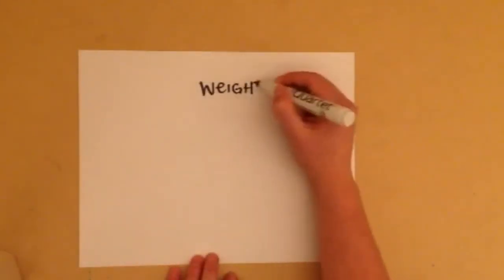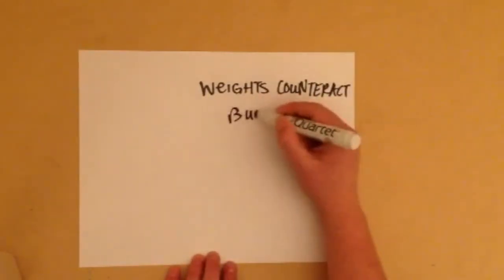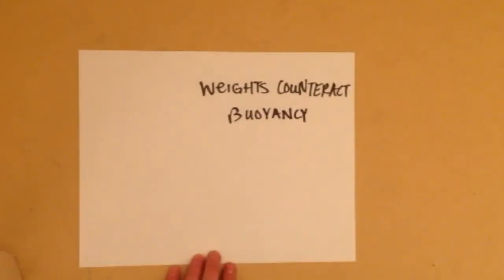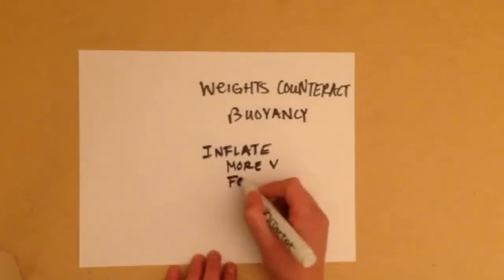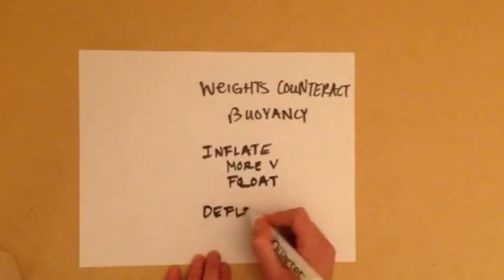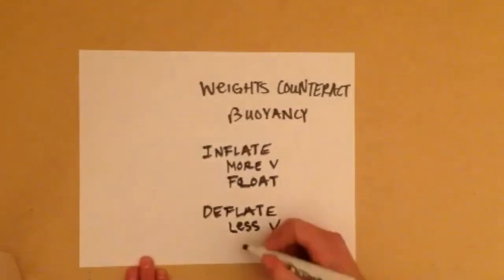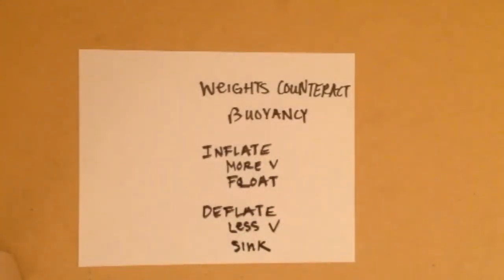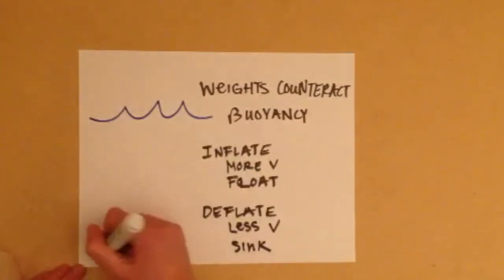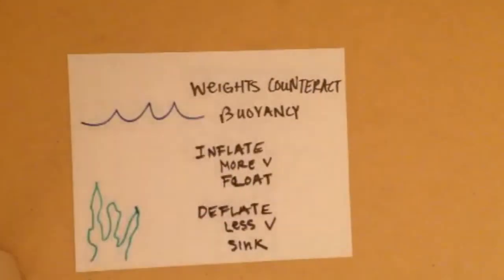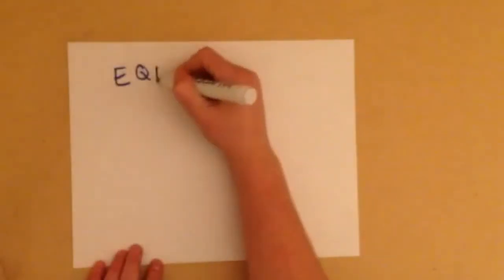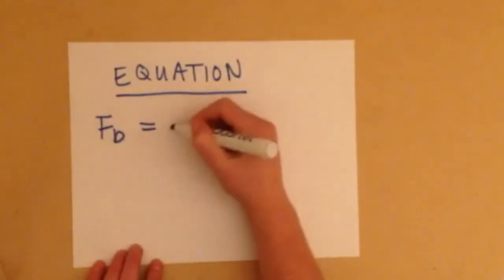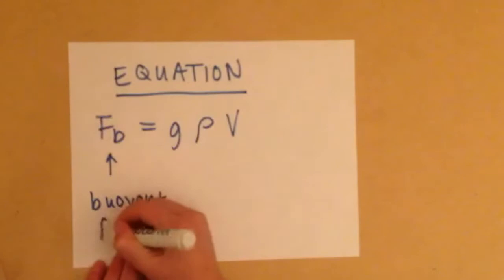Diving weights are meant to counteract the buoyancy. As you inflate your buoyancy control device, you increase your amount of volume, and thus you float. If you deflate your buoyancy control device, you have less volume, and then you sink. Divers want a more negative buoyancy to see things on the sea floor and a positive buoyancy to see things near sea level. The equation for Archimedes' principle is as follows.